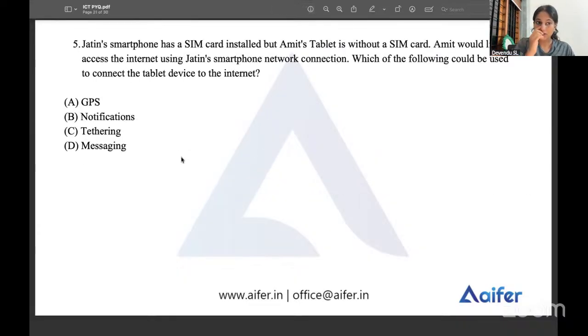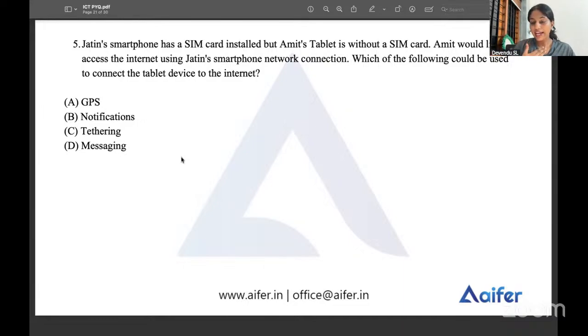So the next question is: Jatin's smartphone has a SIM card installed, but Amit's tablet is without a SIM card. Amit would like to access the internet using Jatin's smartphone network connection. Which of the following could be used to connect the tablet device to the internet? The question is very simple.